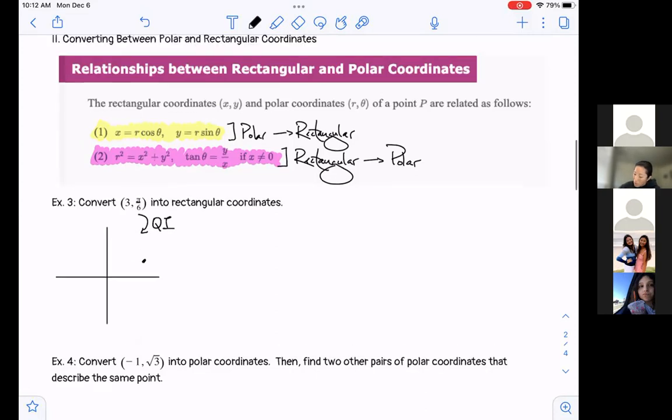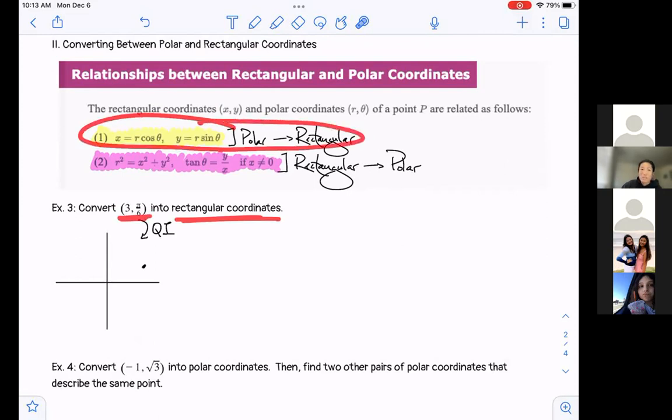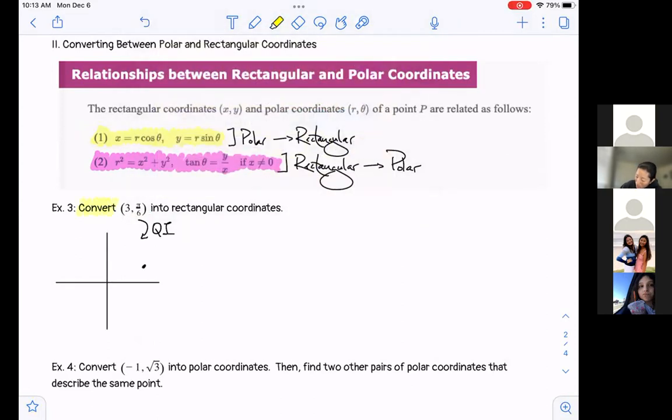Now we have polar and we want to get rectangular. So we're going to use this first set of equations to help us out. We're converting polar into rectangular. We just need to know what our r and our theta are. So r in this case is going to equal 3 and theta is going to equal pi over 6.